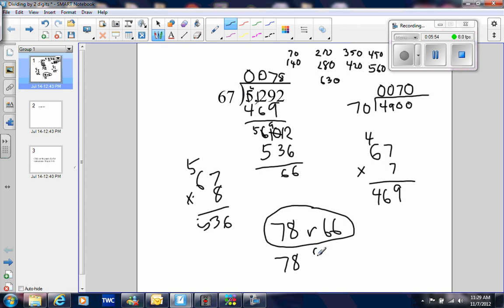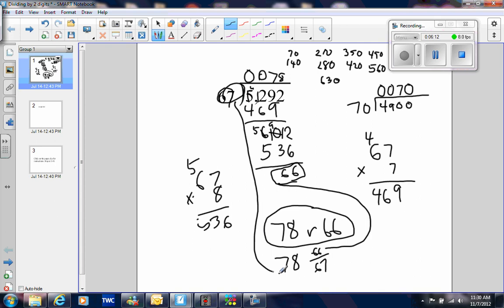66 over 67. The 66 came from my remainder. That becomes the numerator. The 67 comes from my divisor here. And that would end up being your denominator. And then this would be more of a 5th grade answer right here. Both of them are correct.